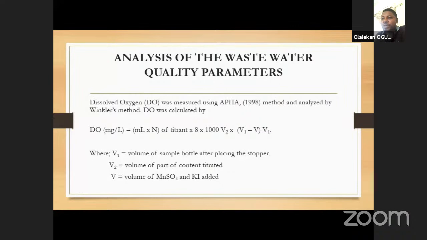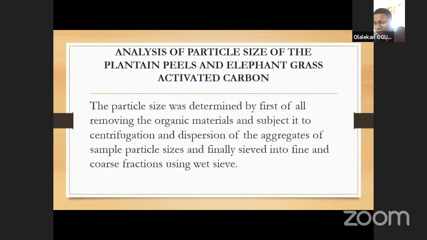Okay, so quality parameters. DO was measured using the Alpha 1998 method and analyzed by the Winkler method. So it was calculated thus, given the formula that is on the screen, where V1 is equal to the volume of the sample bottle after placing the stopper, V2 is the volume of part of the content titrated, and V equals the volume of magnesium sulfate and potassium iodide. Next slide, sir.